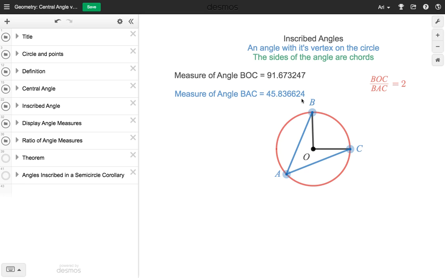Maybe I got lucky where I stopped. Let's see if we make a smaller angle here. The ratio stays 2, even as the measure of the central angle is changing. And if the central angle gets really big, the ratio stays the same. So we have a theorem, which is that the central angle, BOC, will equal 2 times the inscribed angle, BAC. So I've multiplied both sides here by the inscribed angle, BAC.